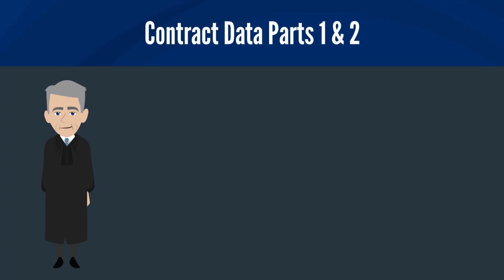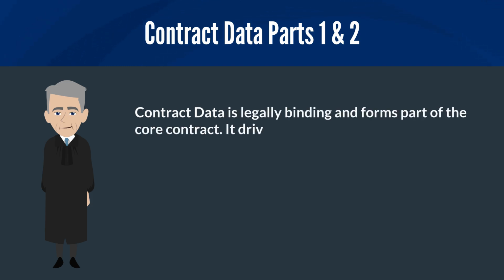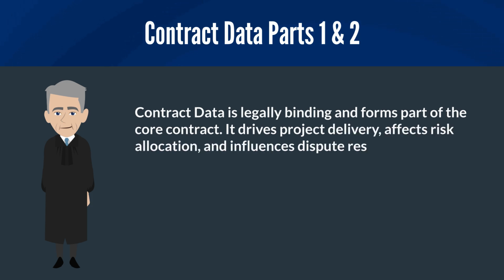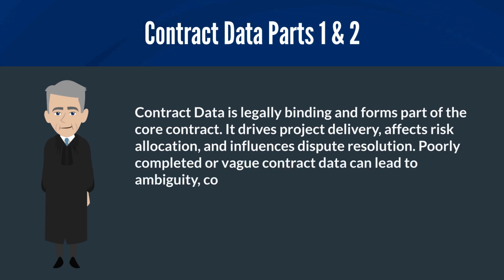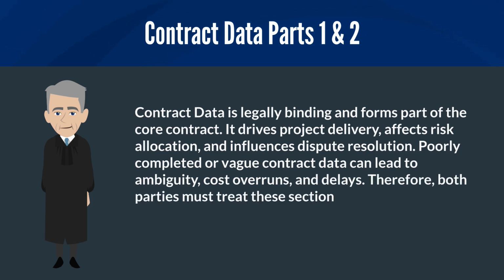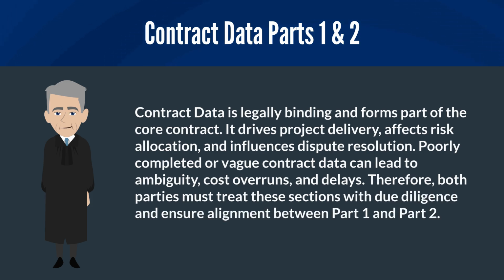Why contract data matters. Contract data is legally binding and forms part of the core contract. It drives project delivery, affects risk allocation, and influences dispute resolution. Poorly completed or vague contract data can lead to ambiguity, cost overruns, and delays. Therefore, both parties must treat these sections with due diligence and ensure alignment between Part 1 and 2.